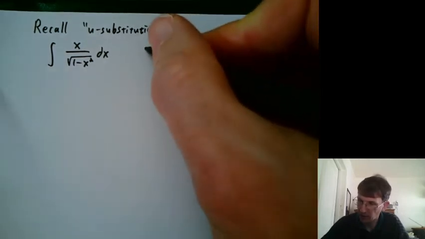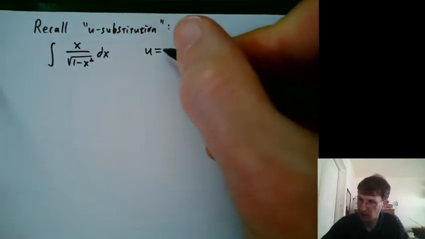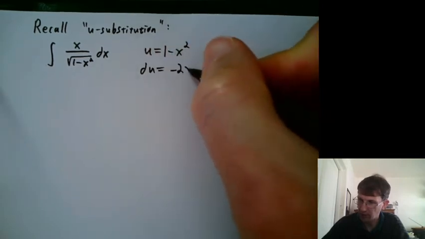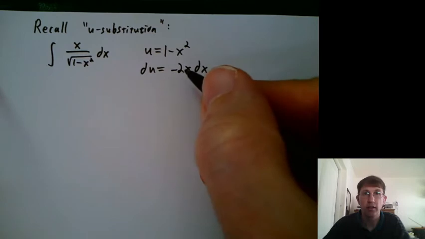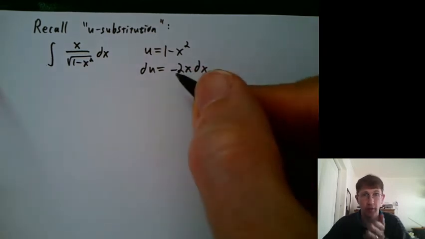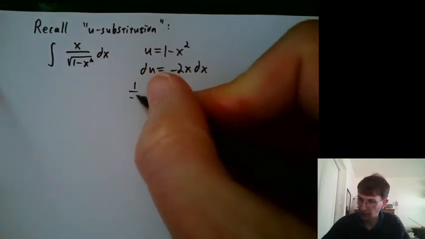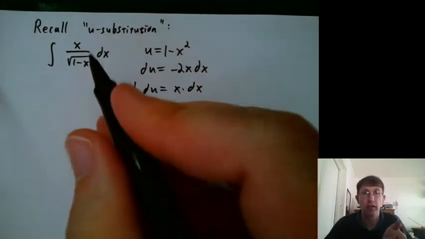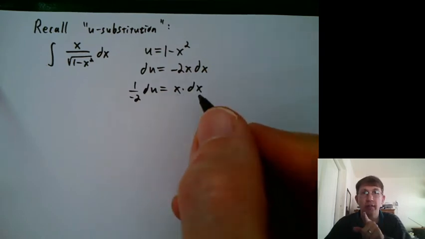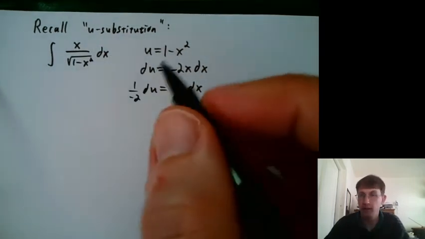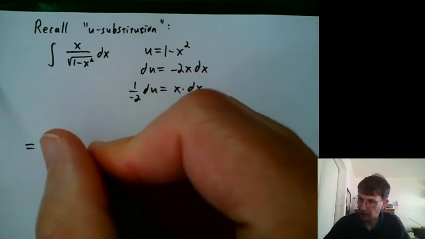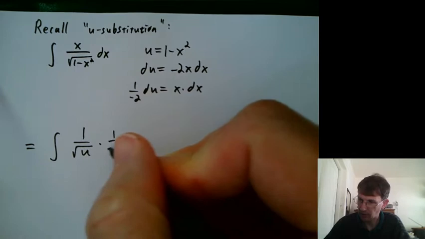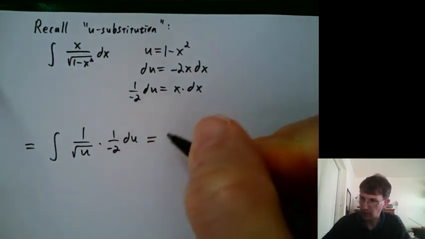All right, so you would probably say U equals the stuff inside there, 1 minus x squared, and then du equals negative 2x dx, and then solve by dividing by negative 2 on both sides, so you'd get 1 over negative 2 du equals x dx. And then you'd rewrite the integral. Oh, and look at that, we've got an x dx here in the integral, pretty handy. So we could rewrite the integral as the integral of 1 over root u times 1 over negative 2 du.